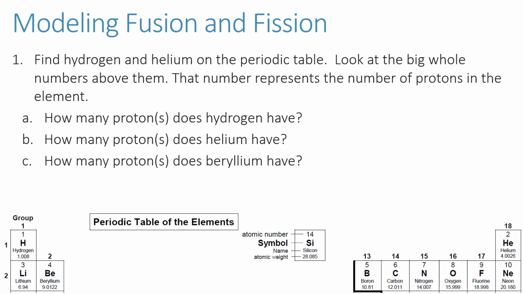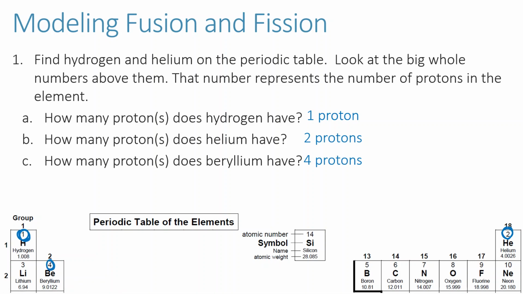Question 1 here, it says find hydrogen and helium on the periodic table. Look at the big numbers above them. That number represents the number of protons in an atom of the element. So if we find hydrogen, we see that there's this 1 right on top there. That is telling me that hydrogen has 1 proton. Helium then has 2 protons. And beryllium, Be, would have 4 protons.